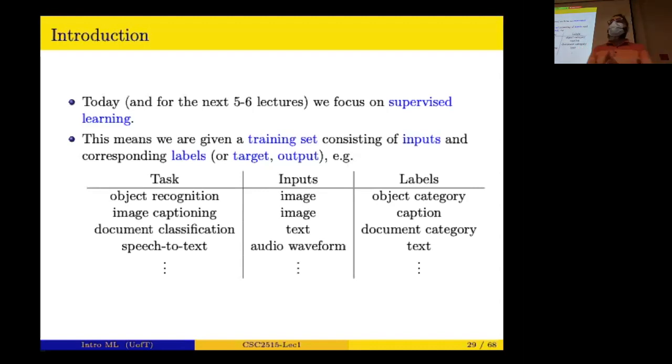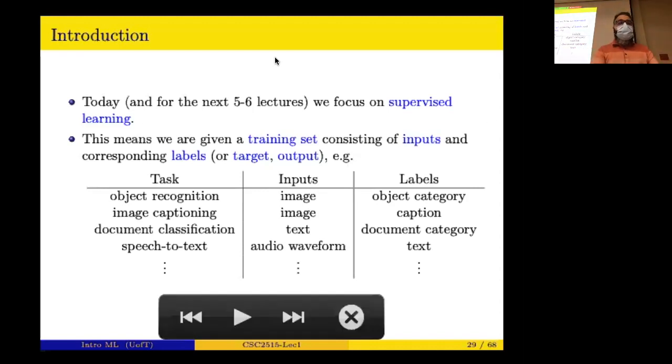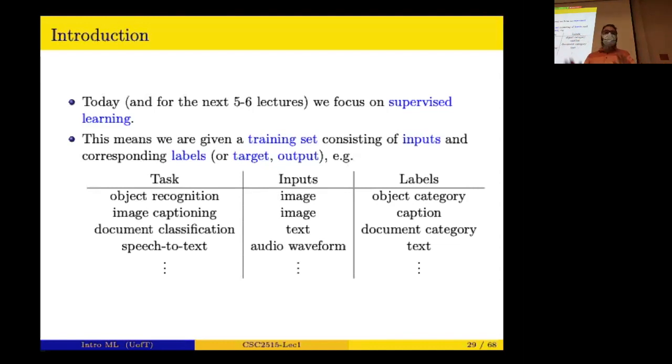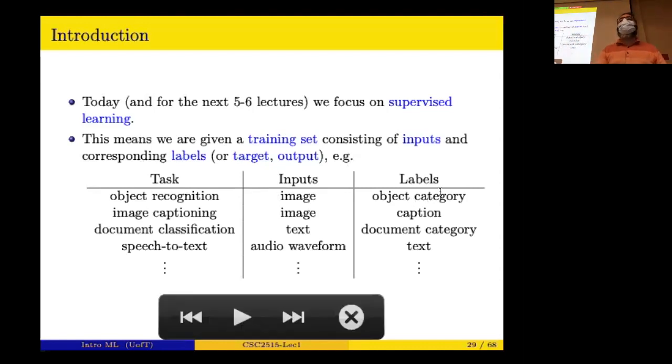In this lecture and the next few lectures, I'm going to focus on supervised learning, which means that we are given a training set, which consists of inputs and corresponding labels, targets, or outputs. For example, in object recognition tasks, the inputs would be images, an image of an apple and an orange, and the labels would be the object category. So this is apple, this is orange.